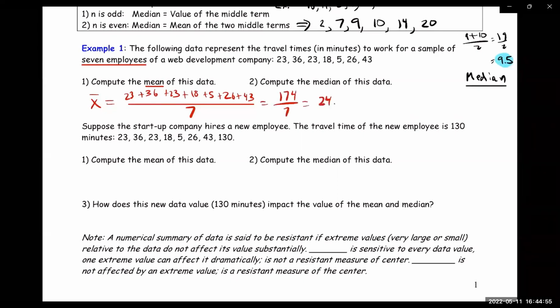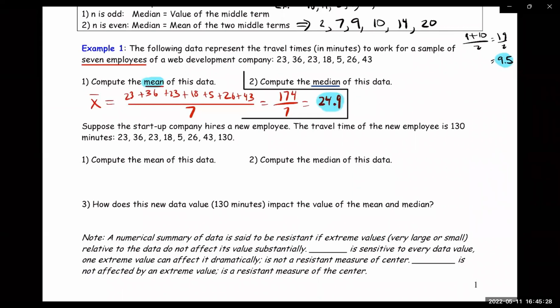which is 24.85. 85 will round up to 9. So I'm just going to round it to 1 decimal place. So that would be the mean, approximately 24.9. All right. So now let's find the median. All right, so now we'll do the median.